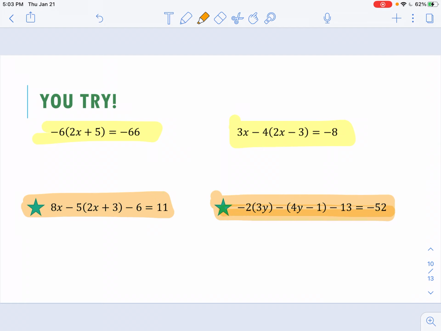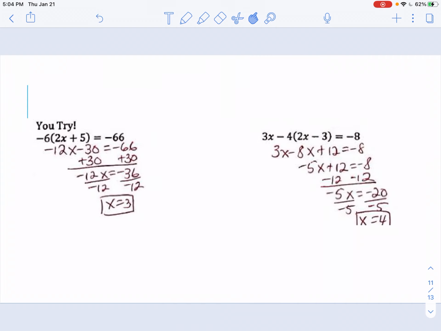All right? So on your scrap paper, I'm going to recommend that you pause the video and choose two problems based on your level of understanding. Either choose the two yellows or choose the two orange. When you're ready, unpause the video and we're going to go over the solutions. All right, so hopefully you've tried the two problems of your choice. If you chose the two yellow examples, let's go over those first.